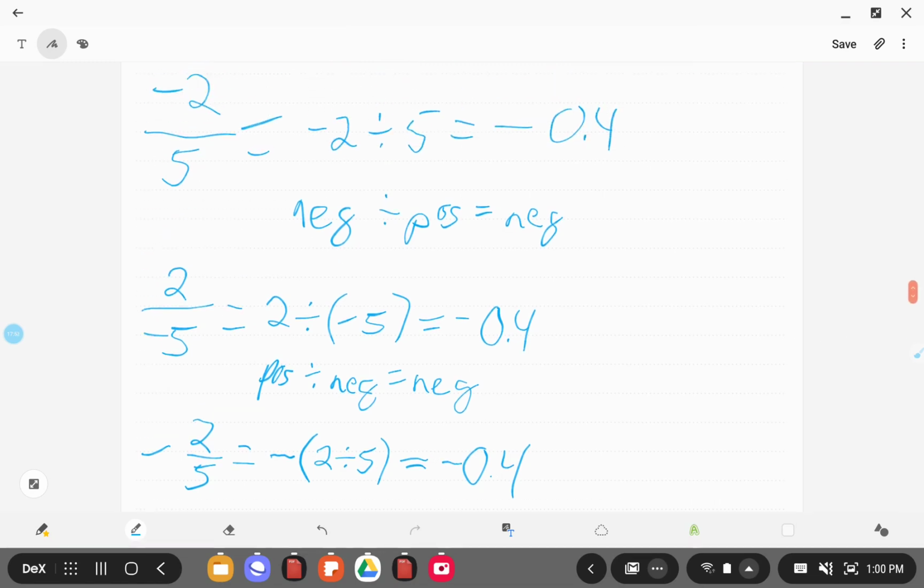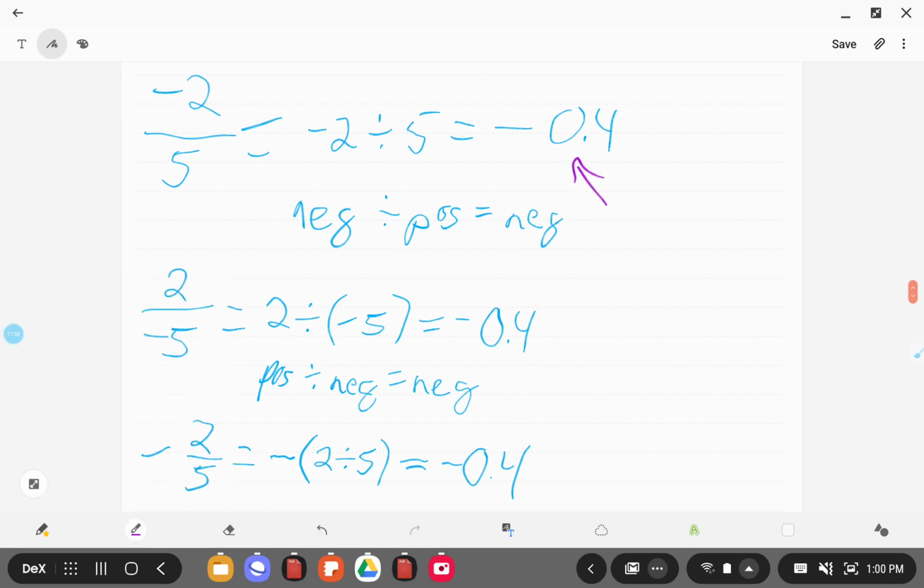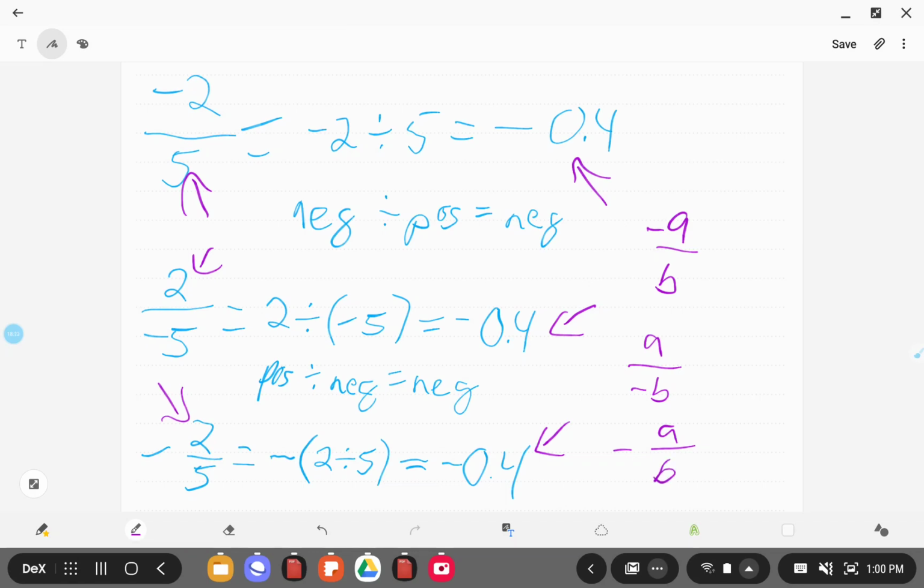So look at that. All 3 of these problems gave us the same answer. What does that mean? That means that if your negative's on top of a fraction, on bottom of a fraction, or outside of a fraction, they all act the same. All 3 of those mean the same thing, and they are interchangeable, right?